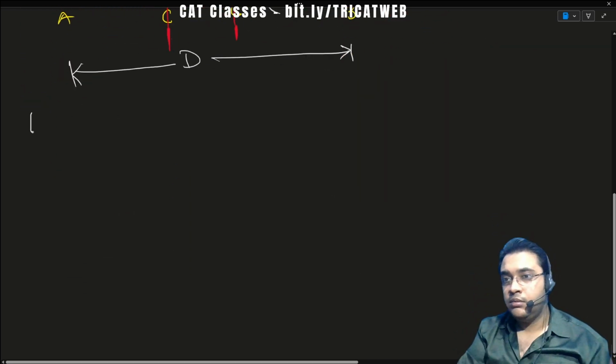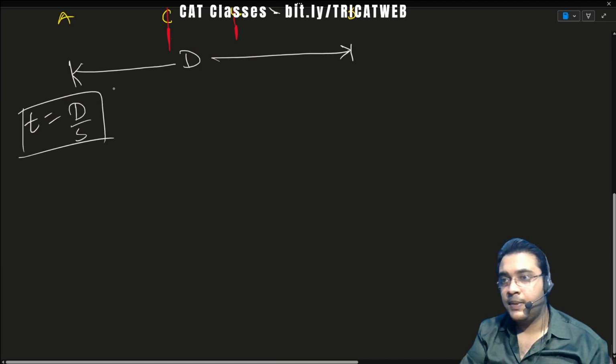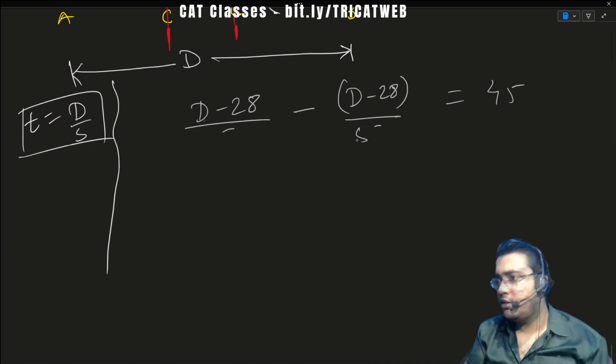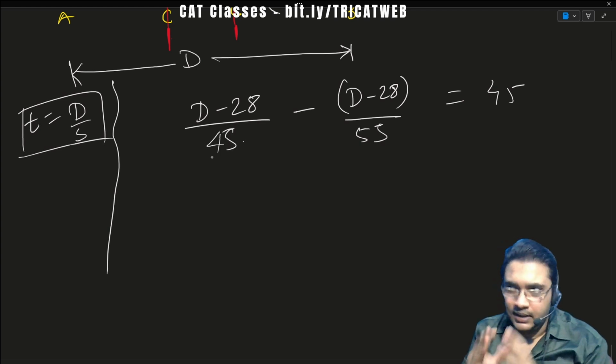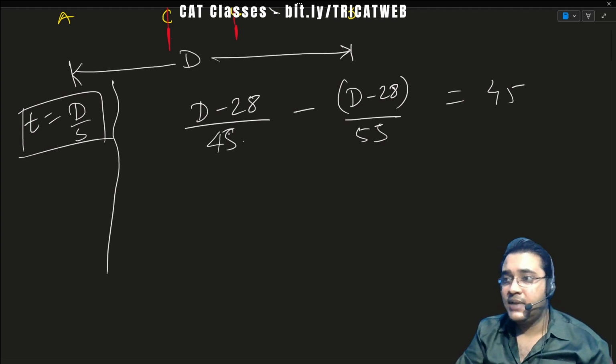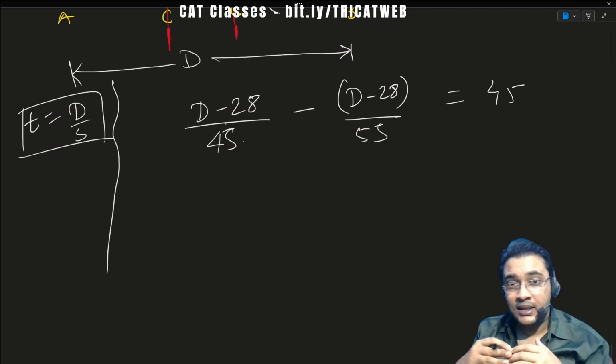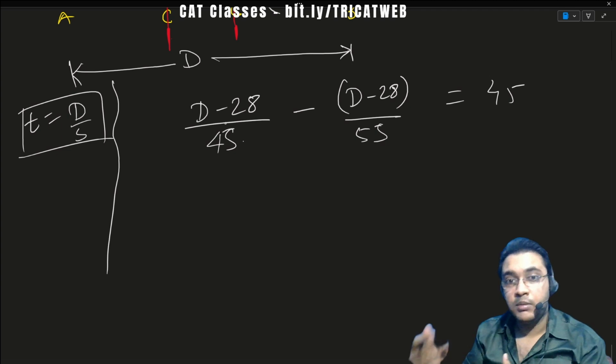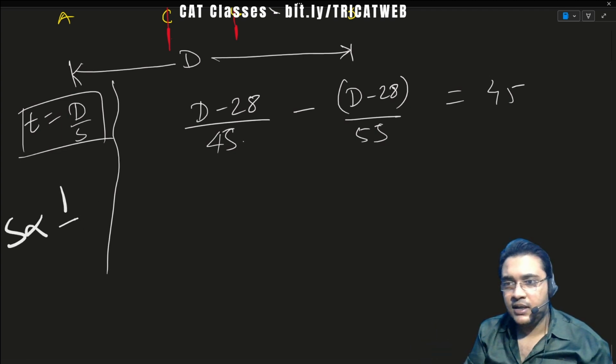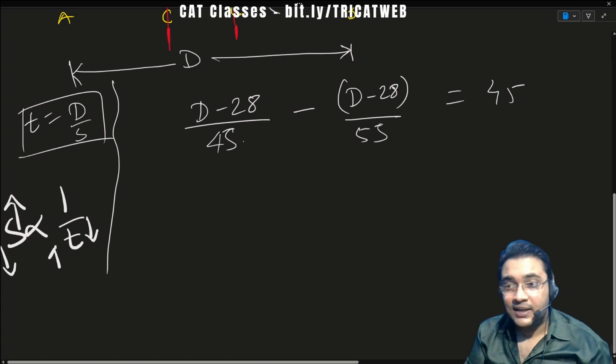Again I'm telling you, time is equal to distance upon speed. Remember this. So now we will use it. This is for the first 5s and 4s. As I told you, the time due to the reduced speed is going to be more. Speed is inversely proportional to time. So speed is more, time is less. Speed is less, time is more.